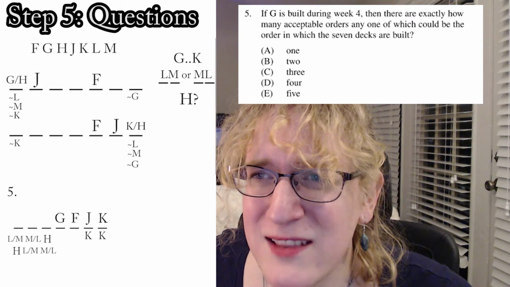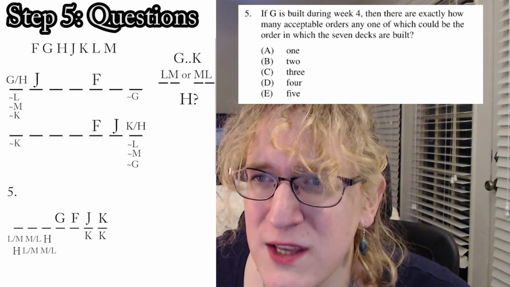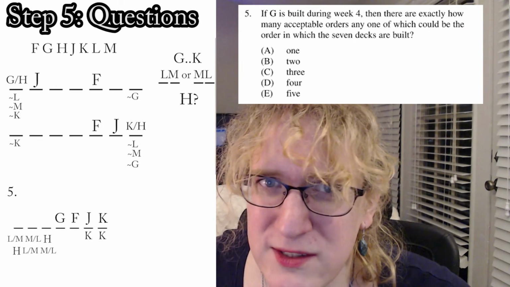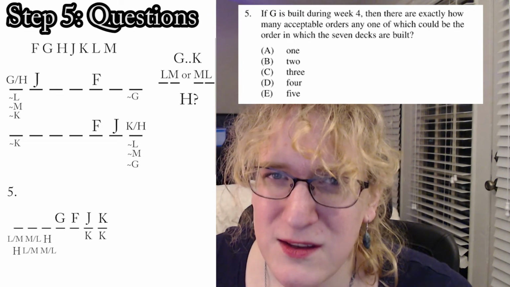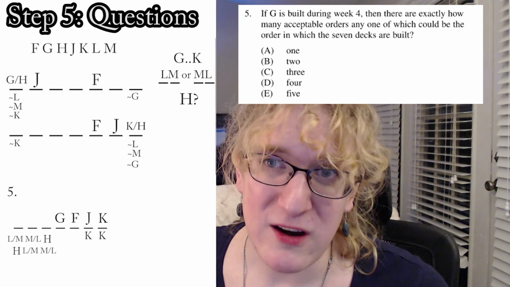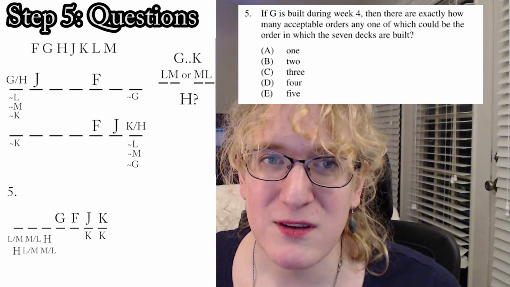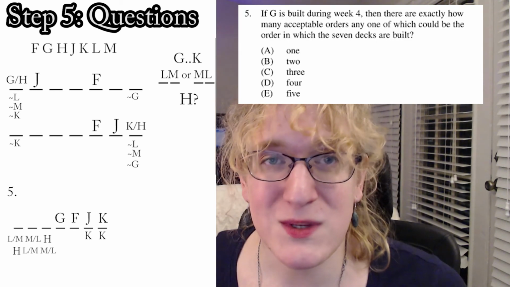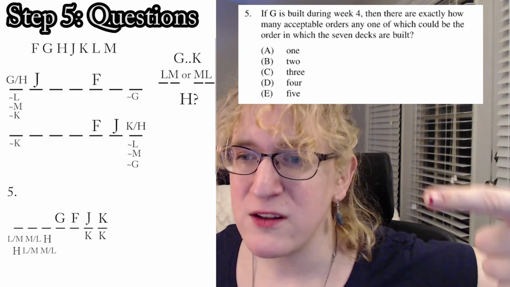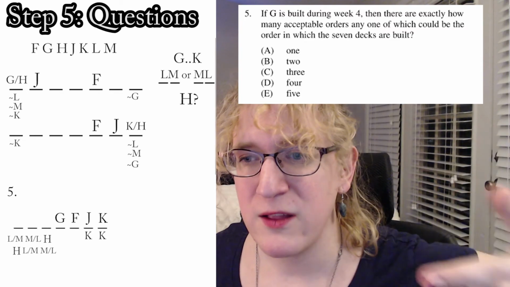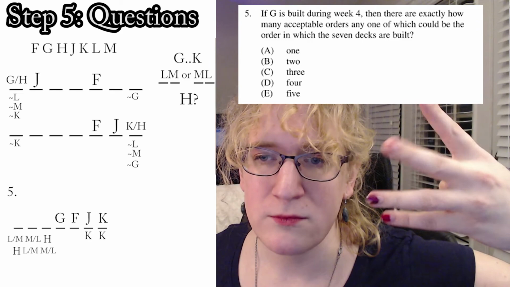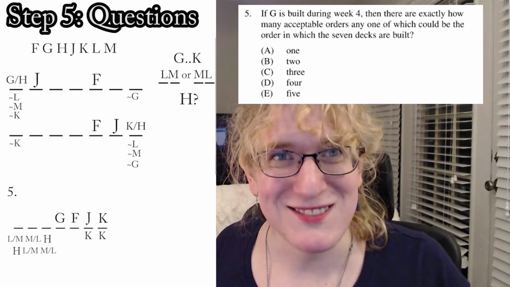There are exactly how many acceptable orders, any one of which could be the order in which the 7 decks are built. So it's asking us how many possible arrangements are there? How many possible orders work? So let's count. We could have HML. We could have HLM. We could have LMH. And we could have MLH. That's 4. We're done. That's D.